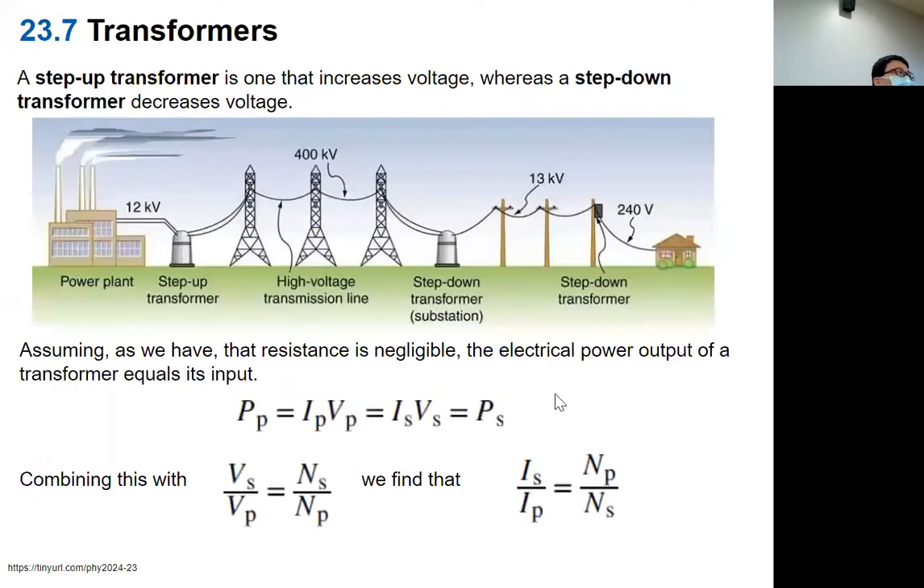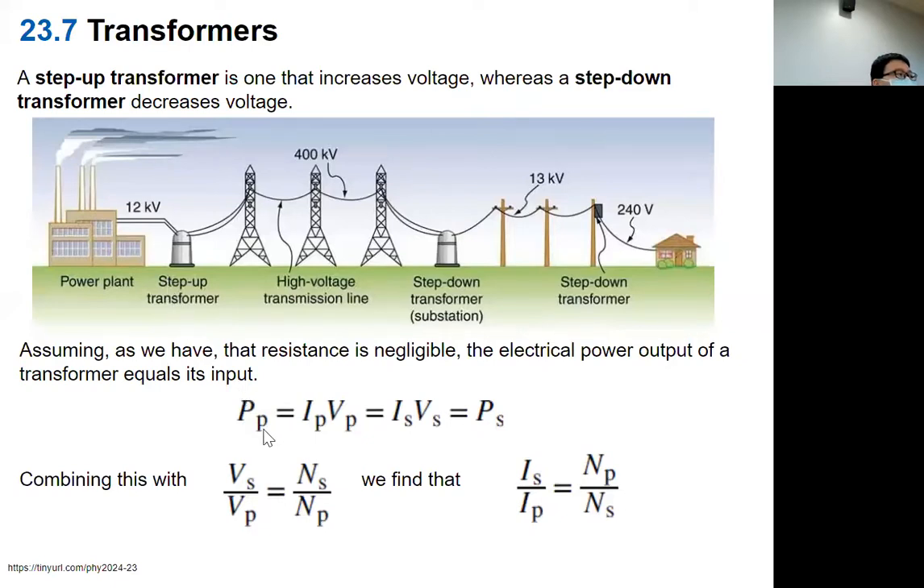And we also took a look at transformers, which change the voltages. You could have a step-up transformer, which means you bring the voltage up. You could also have a step-down transformer, which brings the voltage down from a higher voltage. For the transformer equation, the electrical power should be the same from the primary coil of the transformer to the secondary coil.